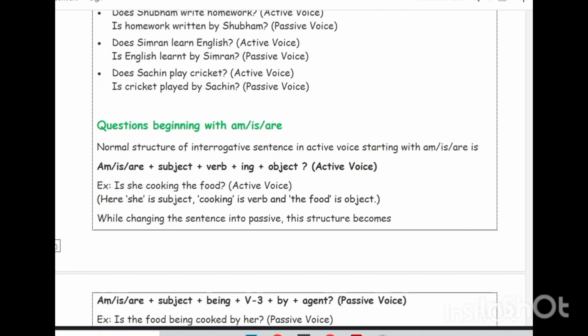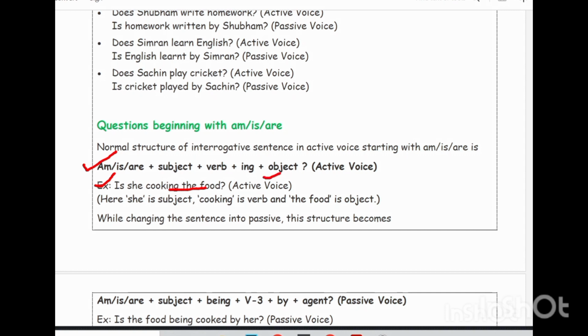For example, the normal structure of an interrogative sentence in active voice starting with am, is, are: am or is or are plus subject plus verb plus ing plus object. This is present continuous tense. So how will we change this into passive voice? First of all, we will see the example. Is she cooking the food? This is our active voice.